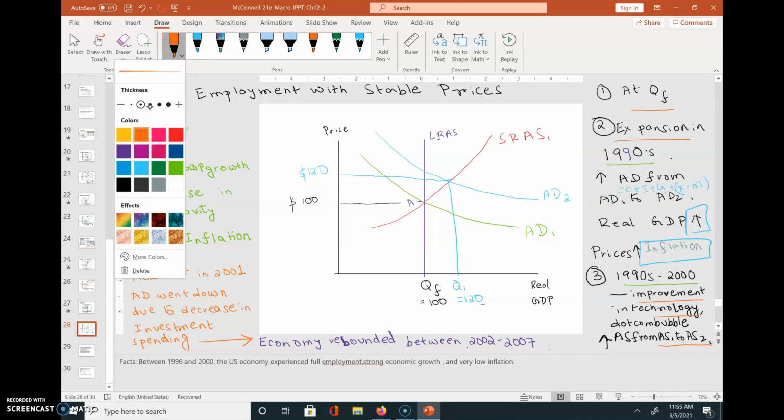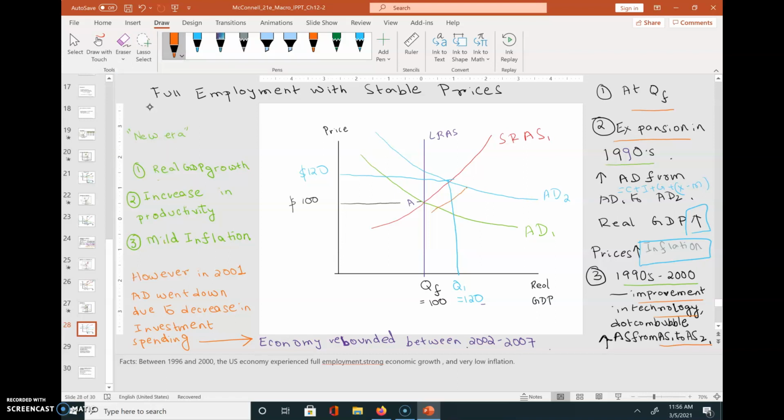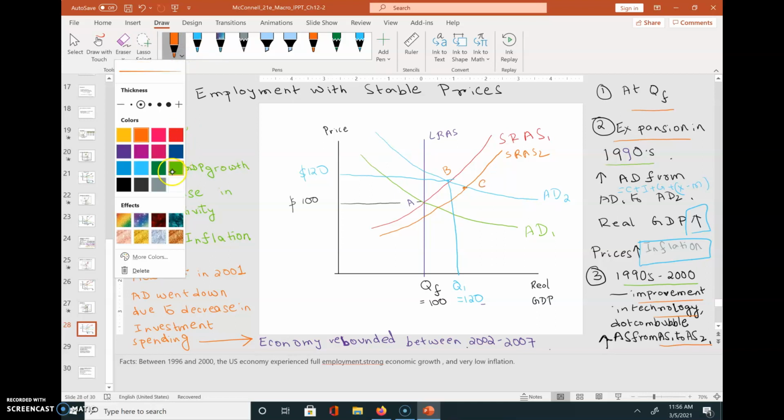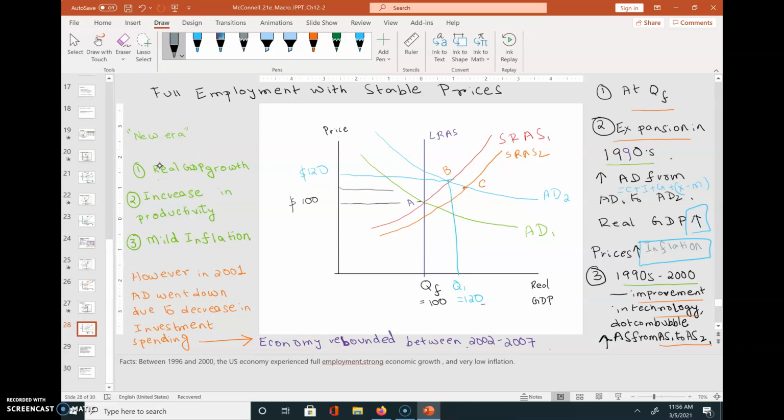Now, this was accompanied by an increase in productivity because of the dot-com bubble. So when productivity increases, the short run aggregate supply curve shifts to the right. Say the new point is point C. So we have another intersection point here. The price level at point C is 110, and the real GDP at point C is 130.